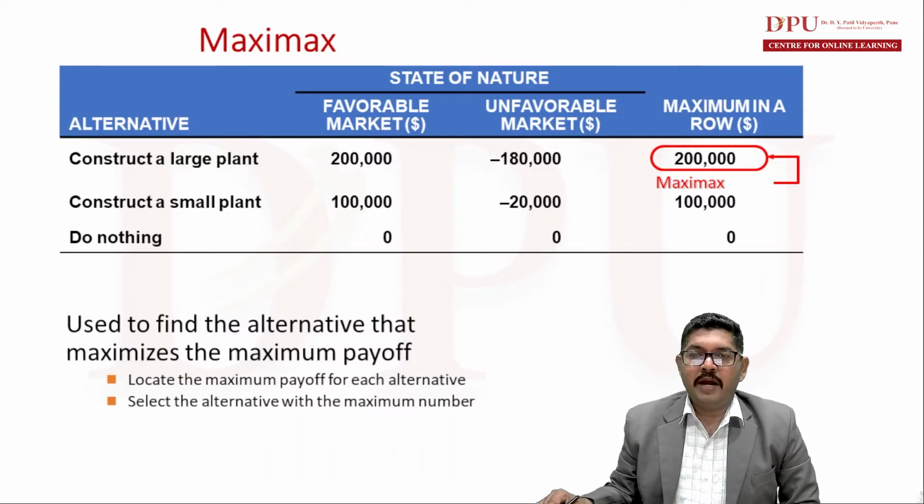This is used to find the alternative that maximizes the maximum performance. So locate the maximum payoff for each alternative. We can find the maximum payoff for each alternative on the right hand side, in the last column, and select the alternative with the maximum number. So we find the maximum from each row, and then we choose the maximum from the last column, and it is 2 lakh. So it is the maximax criterion. It is the optimistic approach.